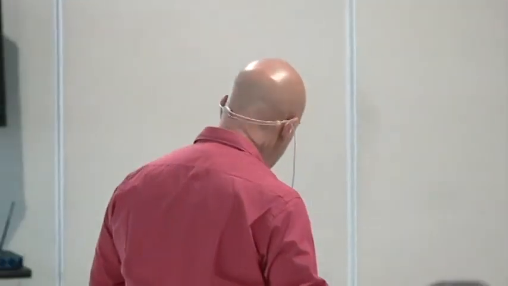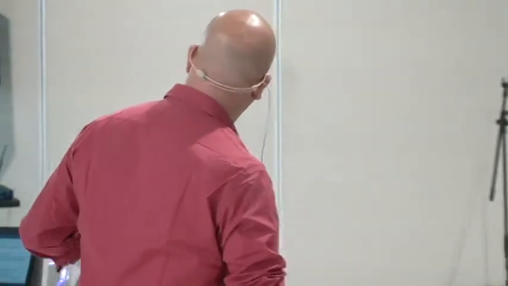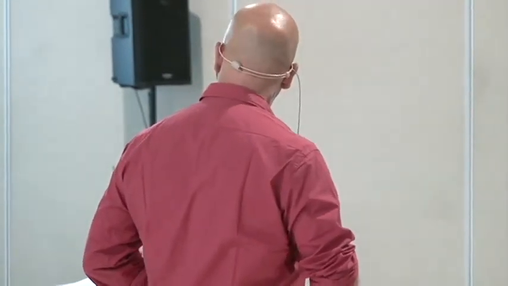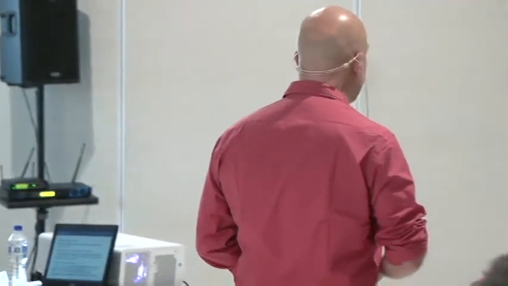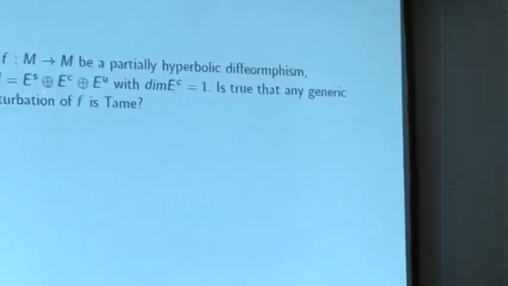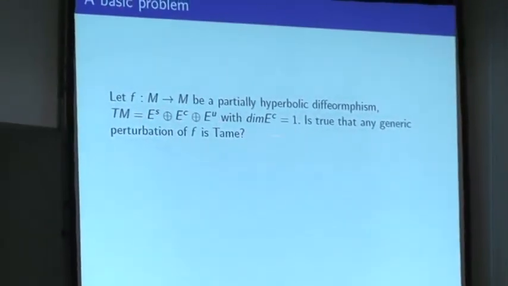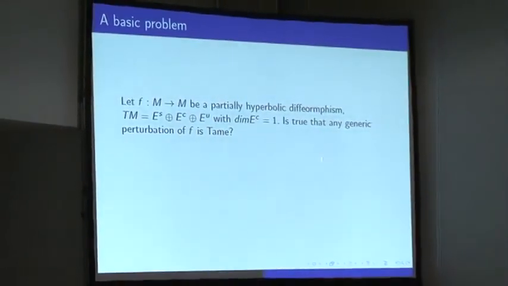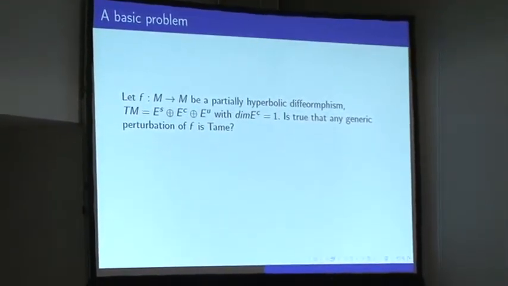Summarizing, we have homoclinic tangencies, and the homoclinic tangencies mix the directions. Far from homoclinic tangencies, we have this kind of structure, and this should imply that we are in a simple case like tame dynamics. But still we don't know. To see how tricky this could be, let me propose a basic problem. If we have a partially hyperbolic diffeomorphism with stable, central, and unstable directions, with central of dimension 1, is it true that any generic perturbation of f is tame?